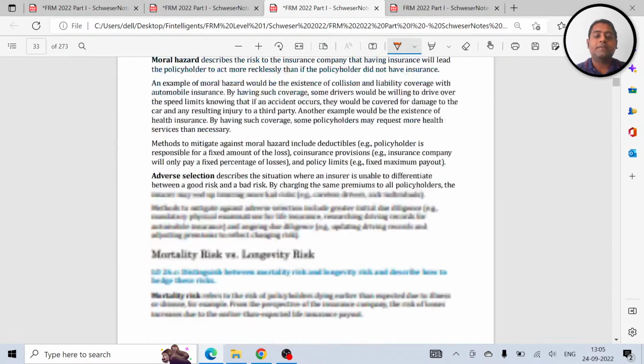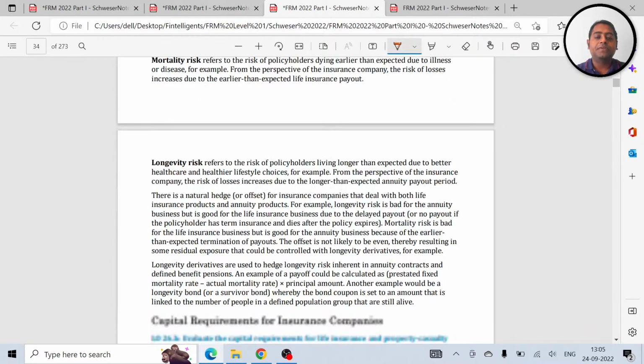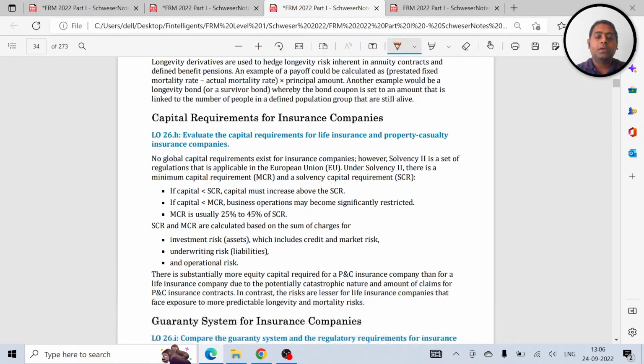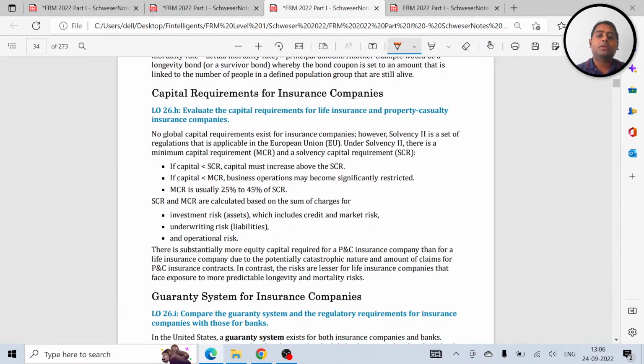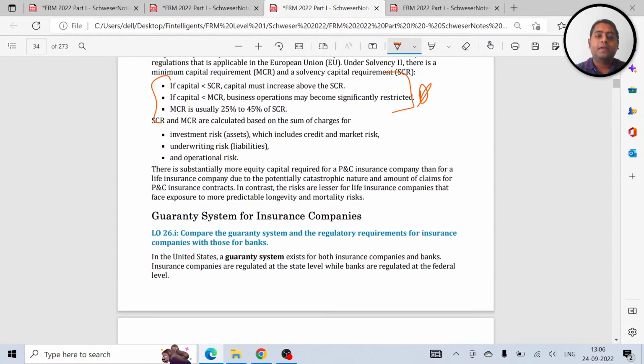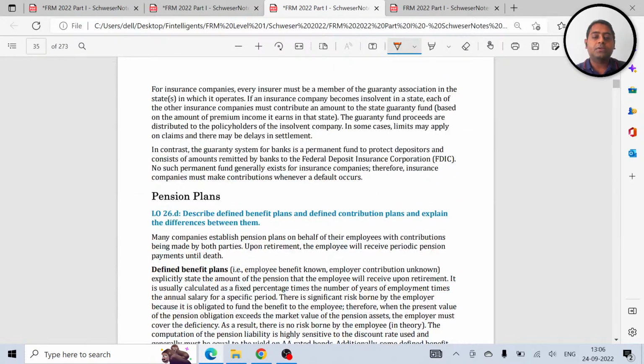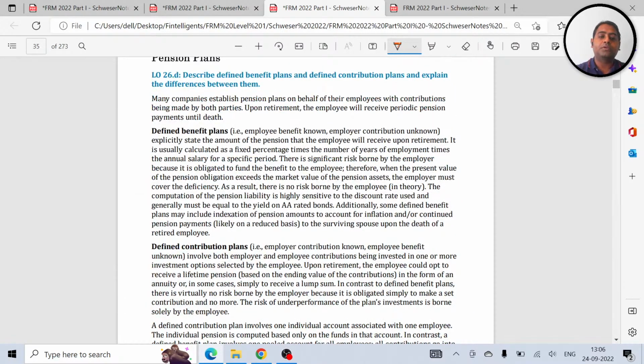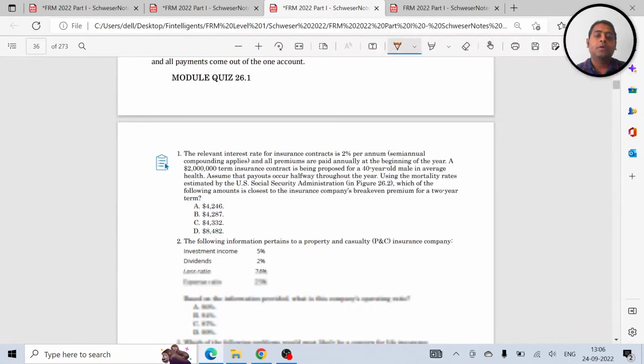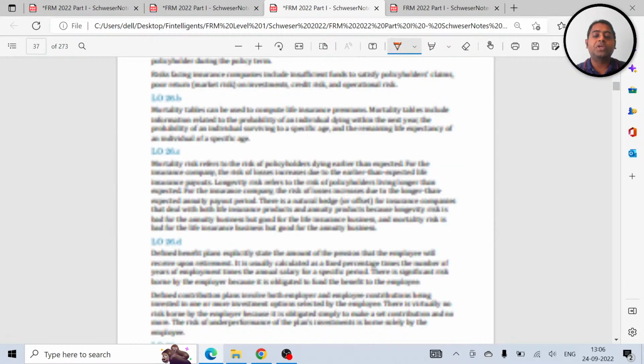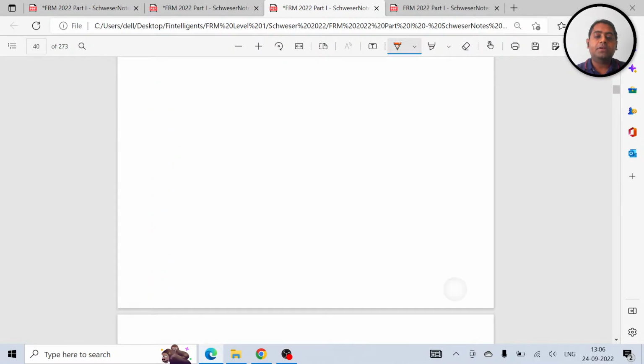Rest, moral hazard, adverse selection is okay. Longevity risk is okay. Capital requirement, you can read this part. Guaranteed system for insurance, okay. Defined benefit and defined contribution plan. You should read the defined benefit plan for the exam perspective. Let us move towards the next section, which is your fund management.